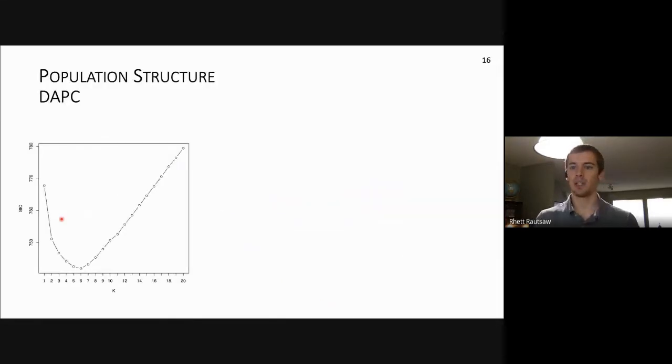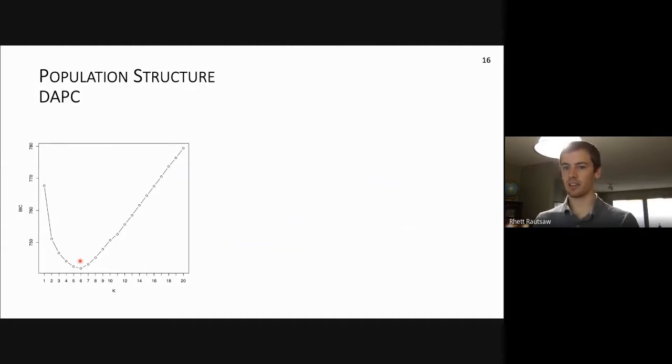So the first thing we did with these data is an analysis called DAPC, which stands for discriminant analysis of principal components. And this analysis is blind to our species assignment. DAPC is just looking at the genetic data and trying to maximize the separation between groups while minimizing variation within groups. So we ran several different models for different numbers of potential populations that we could have in our data, 1 through 20. And what this is showing is that 5 or 6 populations is probably the most likely number of populations in our data.